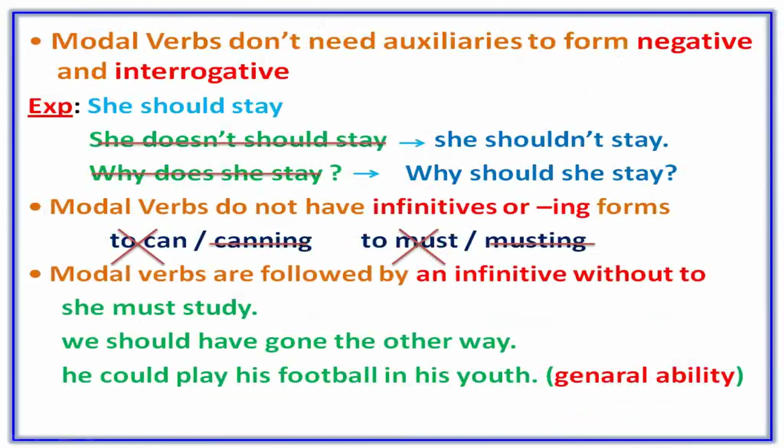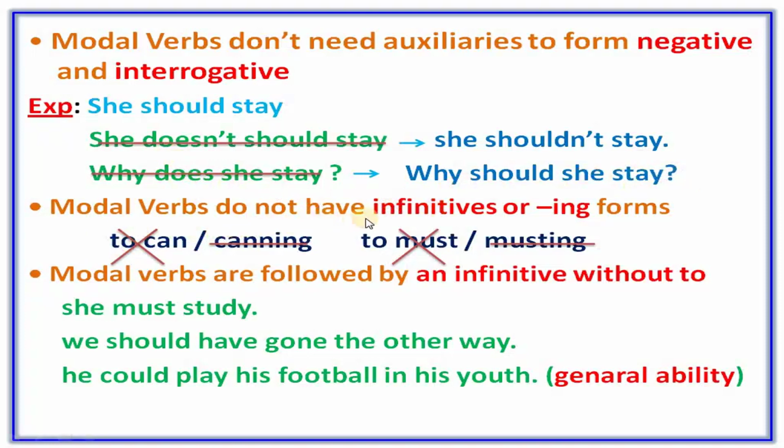Modal verbs do not need auxiliaries to form negative and interrogative sentences. So these are the rules of the modal verbs. See here, we should stay. She doesn't should stay: here an auxiliary is there, but the right one is she shouldn't stay. Why does she should stay? This is wrong, because here an auxiliary is there. Why should she stay? It's the correct one.